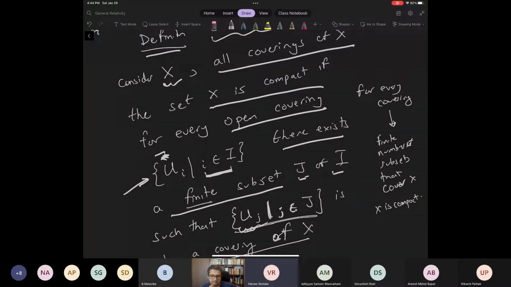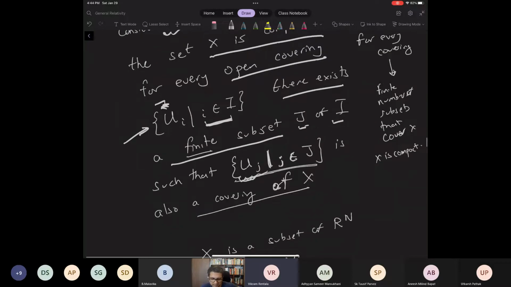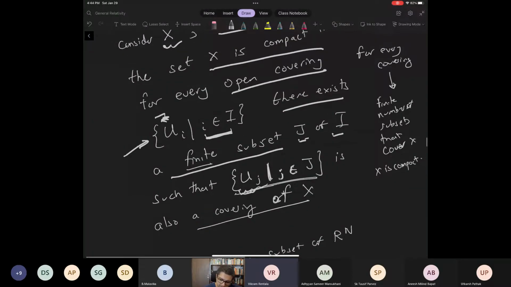If we take only X as the subset, that is only one number. Okay, so the thing is, when you say you're taking X as a subset, that is one choice of covering, but we want this to be true for every covering. Right, so you see the difference?